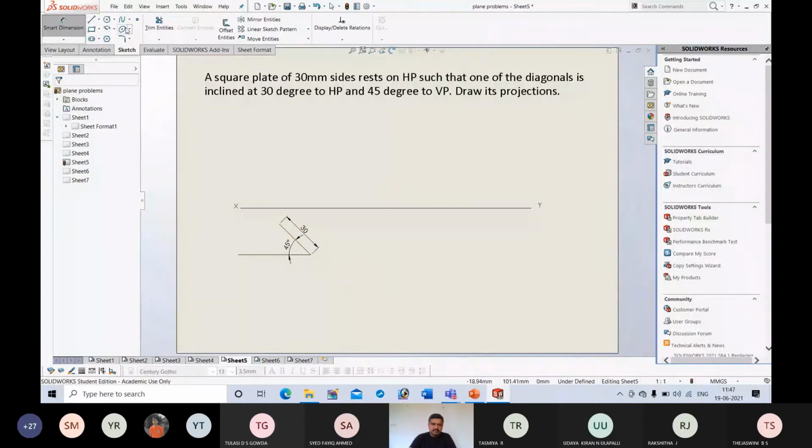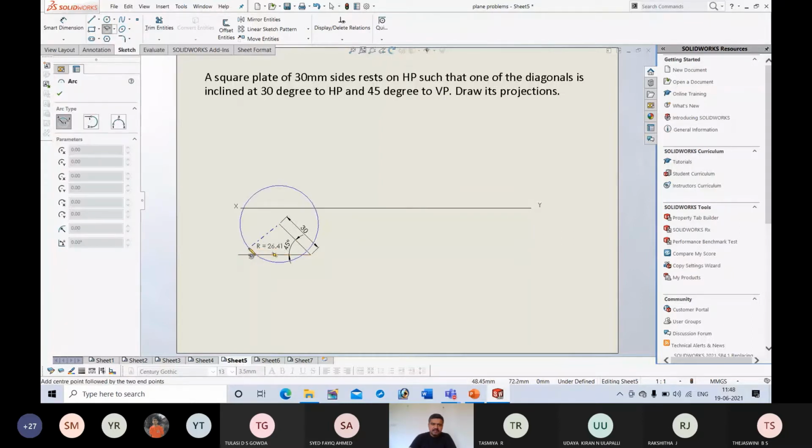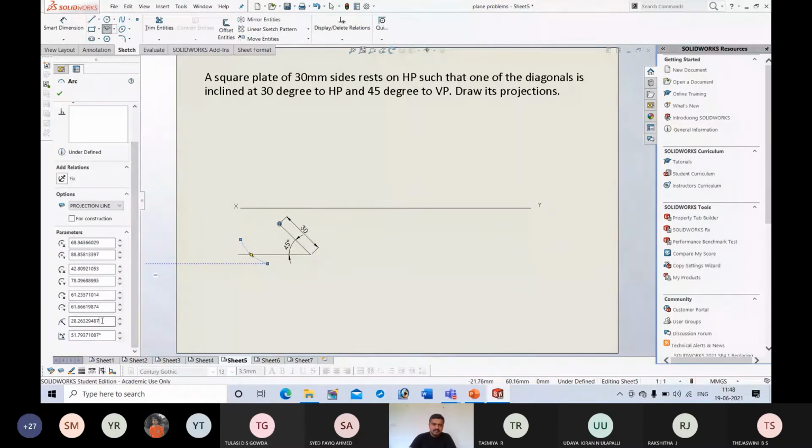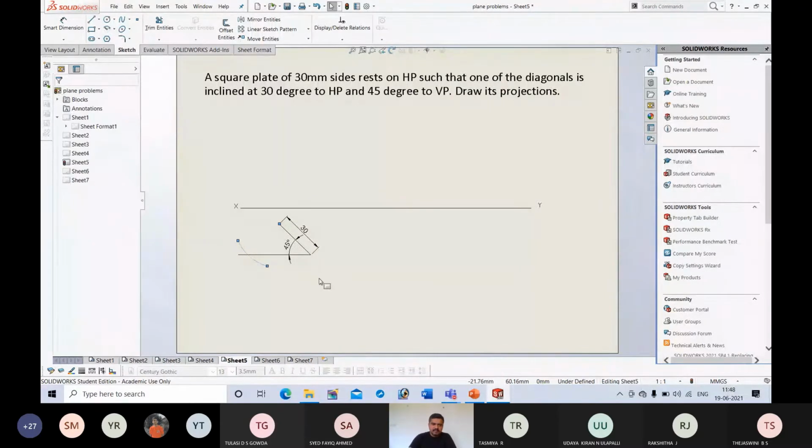Then after that, don't use the protractor. Now use the compass. Take this as center and radius as 30 mm, the length of the side. Draw an arc, cutting this horizontal line. The radius is the length of the side, that is 30 mm. Then connect these 2 points.